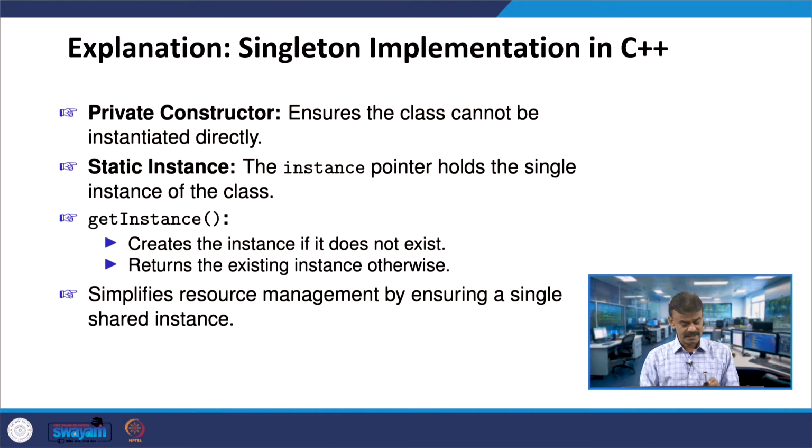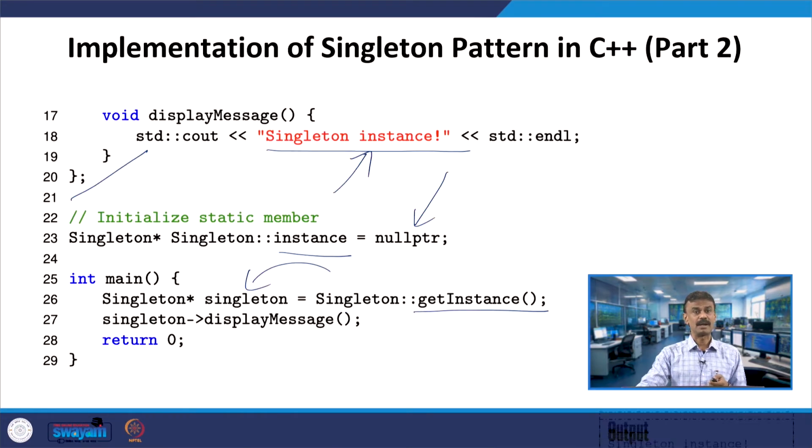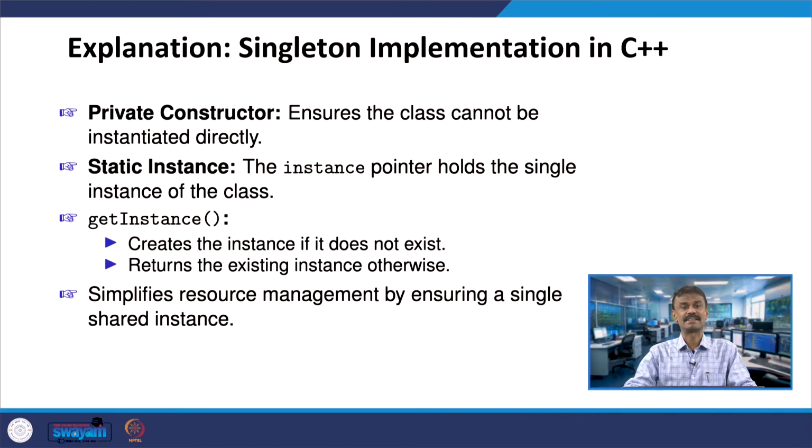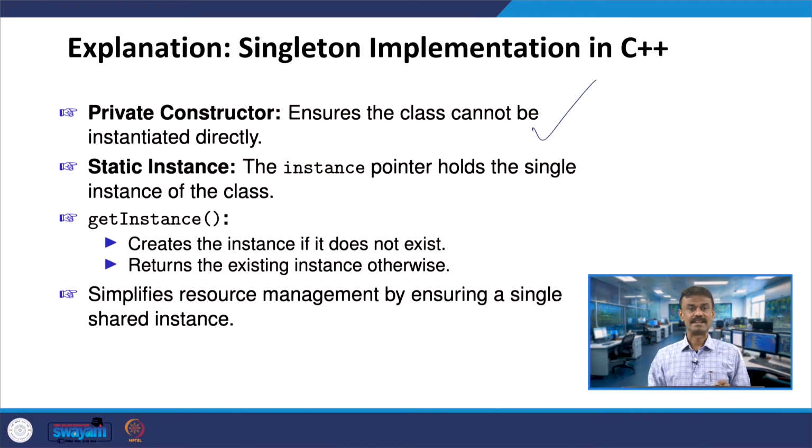Here we have seen the private constructor, in line number 8. This private constructor ensures the class cannot be instantiated directly. And then you have a static instance, static singleton star instance. This static instance is a pointer which is holding the single instance of the class, one coffee machine in the office. In a class you have the single instance.